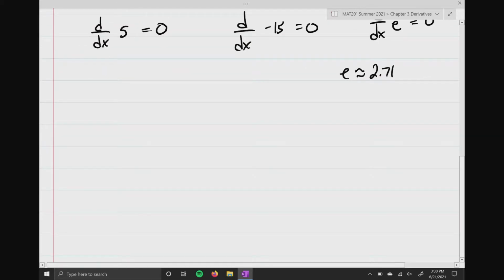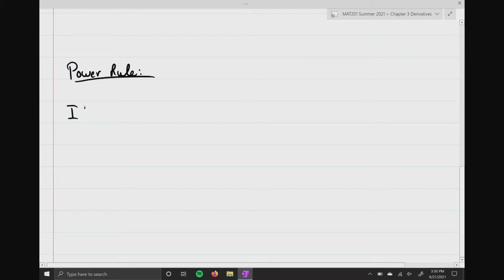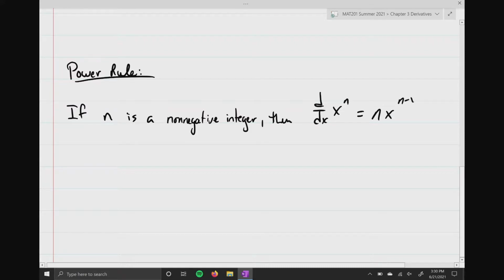The next rule we're going to go over is going to be the power rule. So the power rule just says if n is a non-negative integer, then the derivative of x to the n equals n times x to the n minus 1 power.